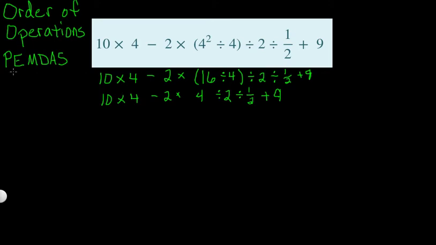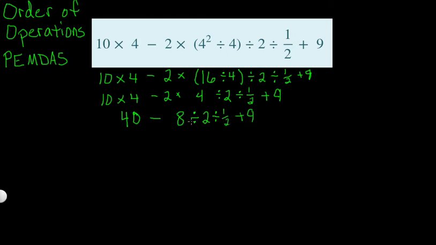Right, so we've got parentheses taken care of, no more parentheses, there are no more exponents. So now we do multiplication and division from left to right. So we start at the left side of the problem and we just go across and we do all of the multiplication or division problems. So the first one, 10 times 4, that's 40, minus 2 times 4, that's 8. Okay, and then let's just bring the rest down. So divided by 2, divided by 1/2, plus 9.